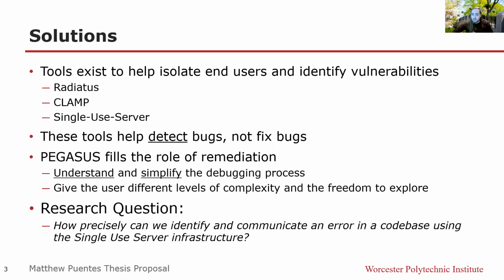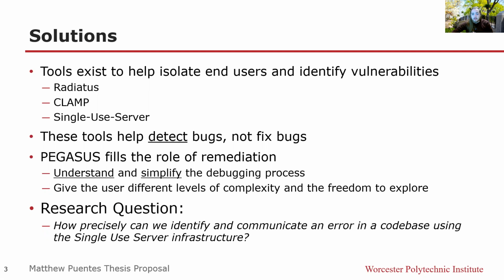There are existing tools that seek to aid in mitigating bugs in web apps, such as Radiatus, Clamp, and the single-use server. However, all those tools focus on mitigating and detecting errors, and stop short of actually helping the developer fix the bug. This presents a gap in existing work, which Pegasus seeks to fill.